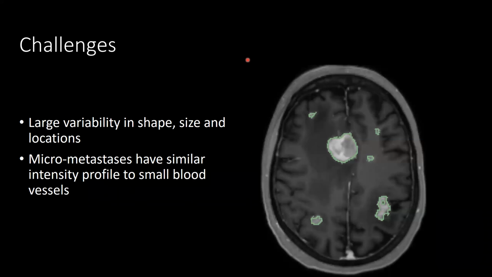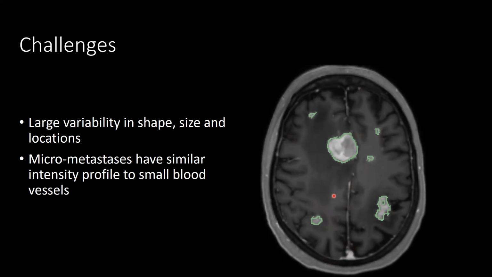For segmentation, there are slightly different challenges compared to segmentation of primary gliomas. For instance, some of the challenges we face are a large variability in shape, size, and location of the lesions. Micromets can easily be mistaken for small blood vessels. In addition, patients can have anywhere from 1 to upwards of 30 lesions. So how do we tackle these issues?